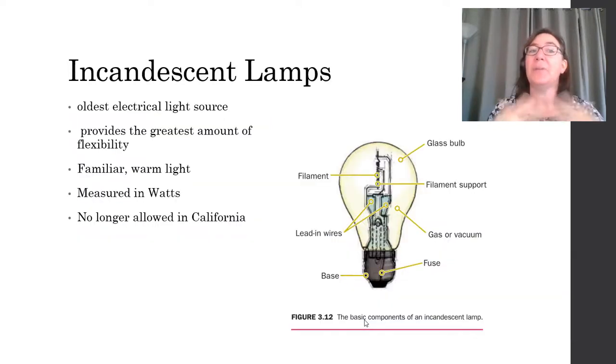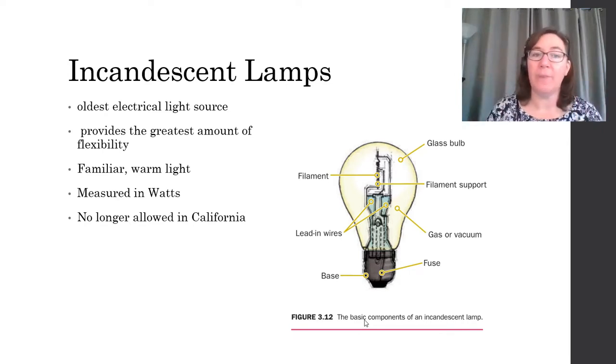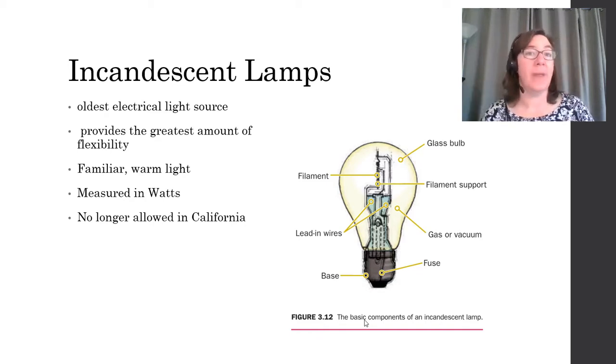Let's start by talking about incandescent lamps. This is the oldest electrical light source. We all know the story about Thomas Edison and the electric light. Incandescent lamps are popular because they provide the greatest amount of flexibility. You can dim them, you can focus them. Also, they provide a very familiar, very warm light, and a very high color rendering index.